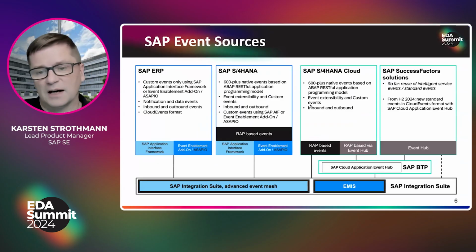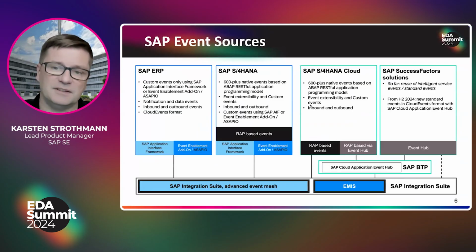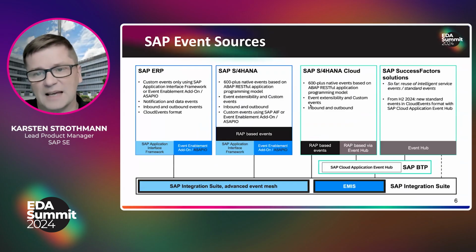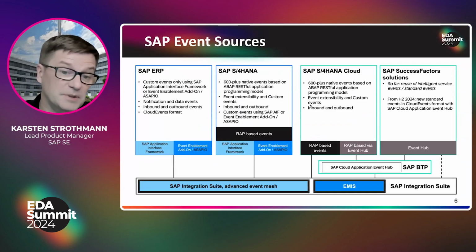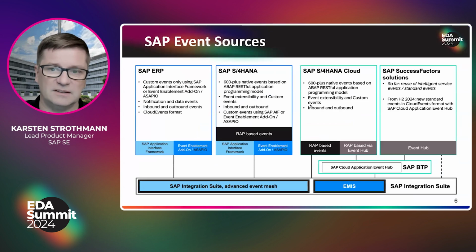In respect to S/4HANA Cloud, RAP-based events are the way to go. So there, you again have the 600 plus native standard events. You can extend them. You can create custom events. Those are then exposed to Advanced Event Mesh. And as I said, it's a web-based approach, SAP's most modern approach in respect to creating and exposing events. And you can use that with S4 Cloud.